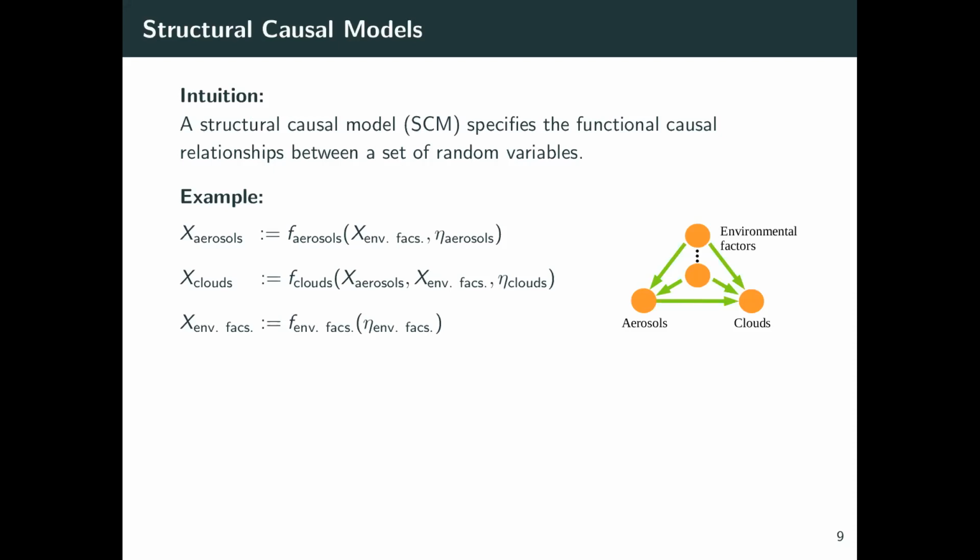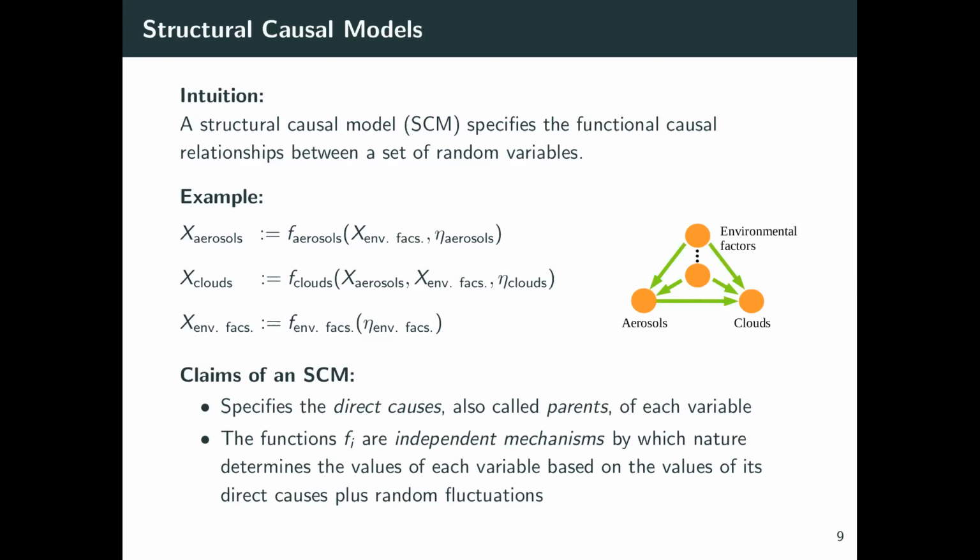Clouds are here a function of aerosols and these factors in this graph, and the environmental factors may also cause each other. So the claim here is that this structural causal model specifies the direct causes of each variable. These are exactly the arguments in the function on the right-hand side that appear in a non-trivial way, of course, to exclude mathematical objections here. And those functions f_i are considered as independent mechanisms by which nature determines the values of each variable based on the values of these direct causes plus random fluctuations.